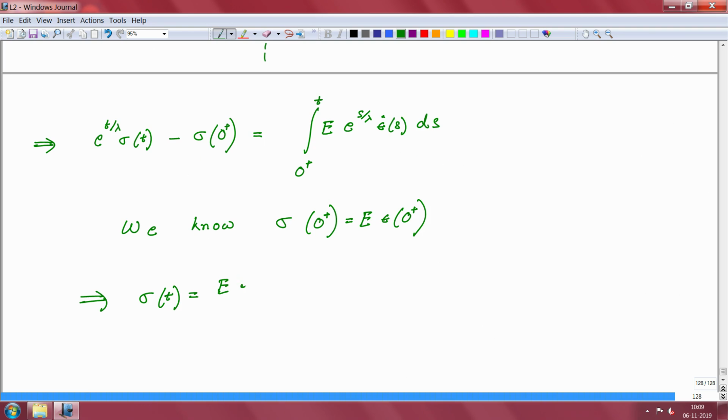So, you will end up with e to the power minus t by lambda epsilon 0 plus. I have taken this exponential factor and moved it on to the right hand side. You have the integral of the second quantity, e to the power minus 1 by lambda (t minus s).